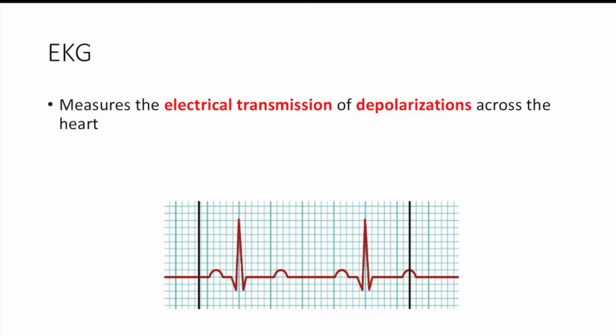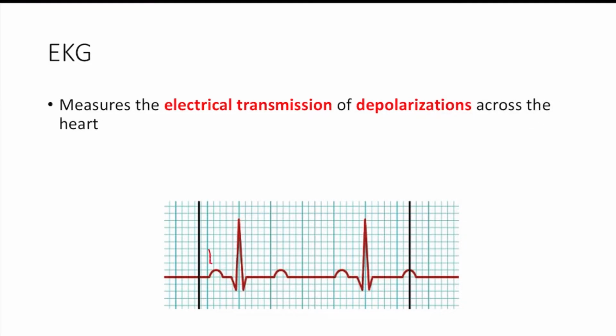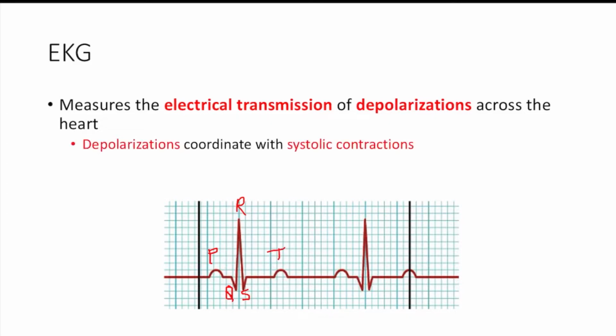So as I mentioned, an EKG measures the electrical transmission of depolarizations across the heart. This is what an EKG looks like down at the bottom of the screen here. There are three major landmarks that you will become familiar with. First the P wave, then the QRS complex, followed by the T wave. Note that depolarizations coordinate with systolic contractions and repolarizations coordinate with diastolic relaxations.